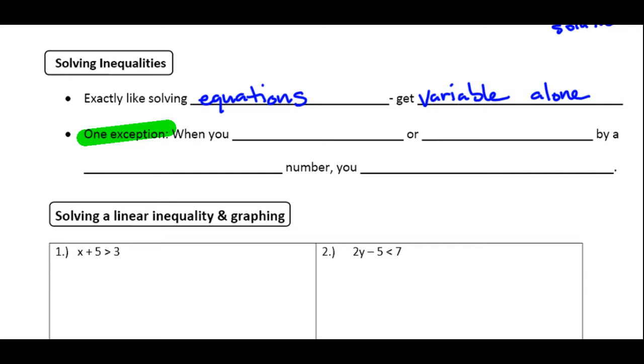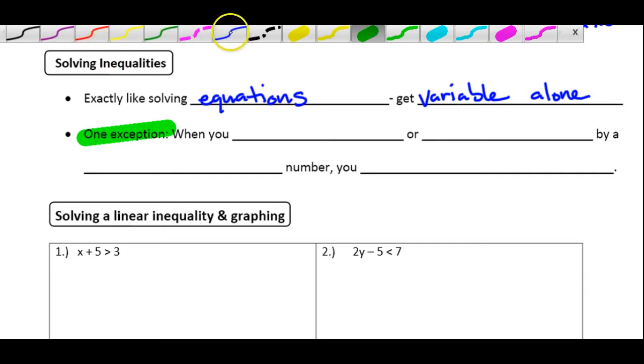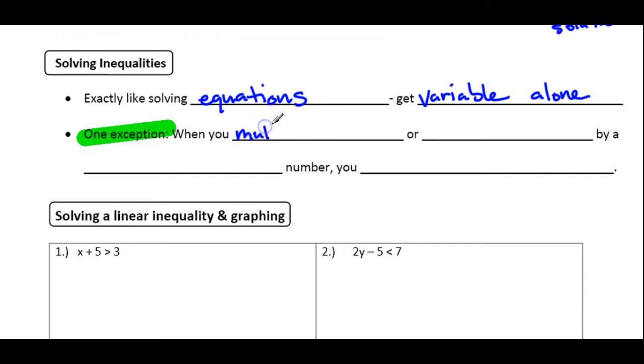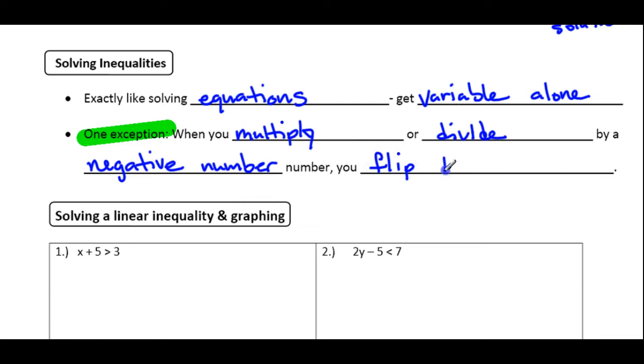Here's the one reason it's different when you're doing inequalities. Okay, when you multiply or divide by a negative number, you flip the sign.